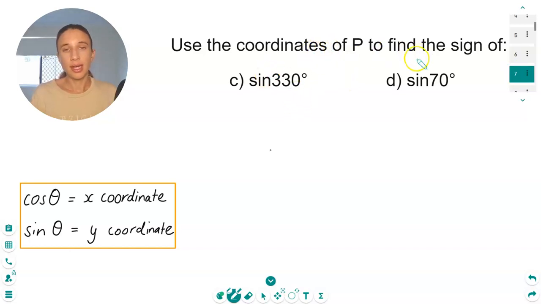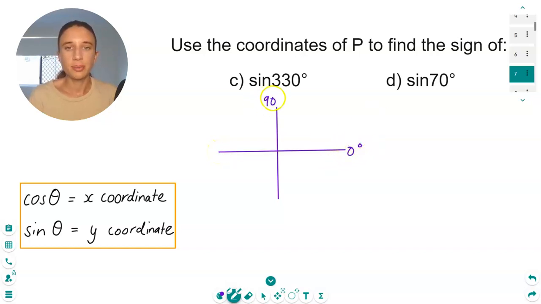Now, again, use the coordinates of P to find the sine, the sign of sine 330. It just starts with the Cartesian plane. Just draw it up and see where it sits. That's all it is. There was a little degree symbol there that was annoying me. So, a little bit off balance, but that's fine. Just a rough picture of where we're sitting.